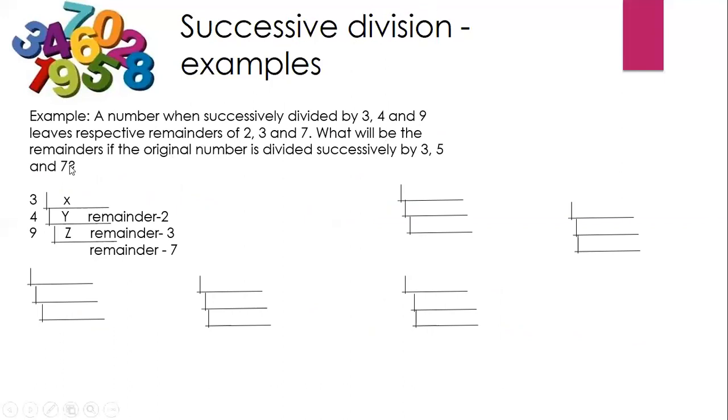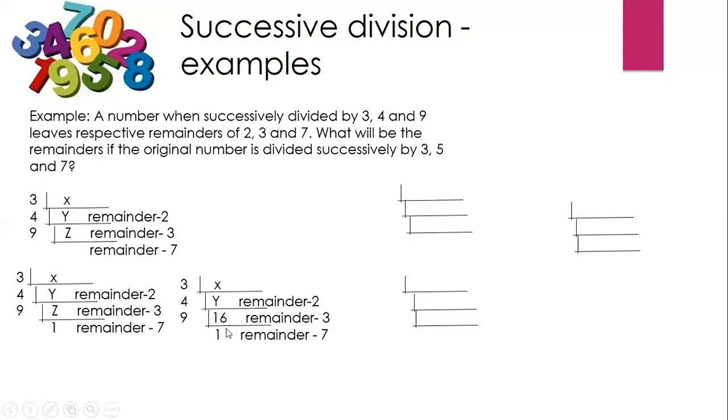Now we'll assume we don't know the dividend, so we'll assume that as x. x when divided by 3, we get remainder 2. That has a different quotient, y. That y when divided by 4, we'll have remainder 3. That has a different quotient z. That z when divided by 9, we get remainder 7. Here this last quotient we don't know, so we can assume it to be 1. Now if this is 1, we can find the value of z easily, by multiplying: 1 into 9 plus the remainder 7. So z value will be 16.